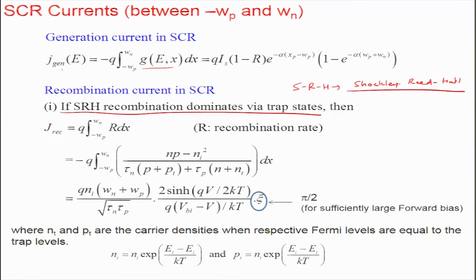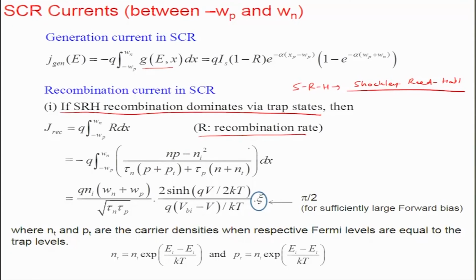Of course this current is negative in nature and this current is positive in nature, because the generation current is produced, you create electrons, and the recombination current means you consume electrons. So both have opposite signs. Now you put in the R, the recombination rate.